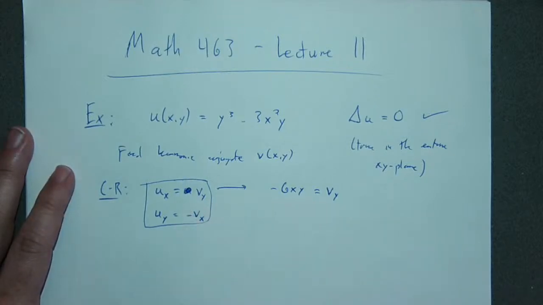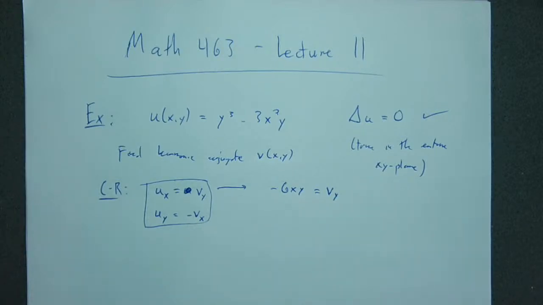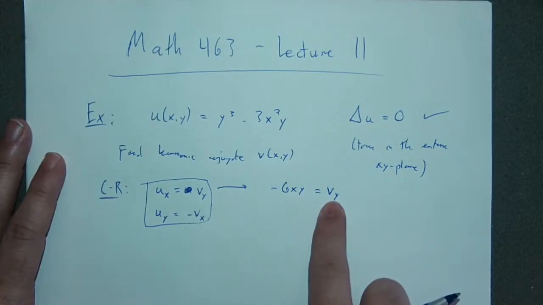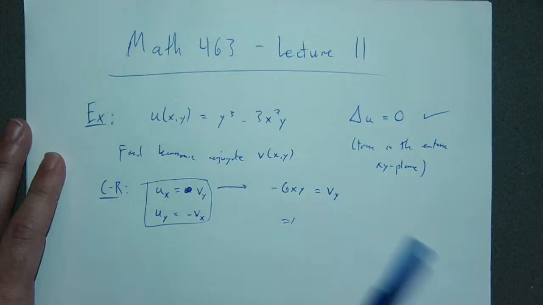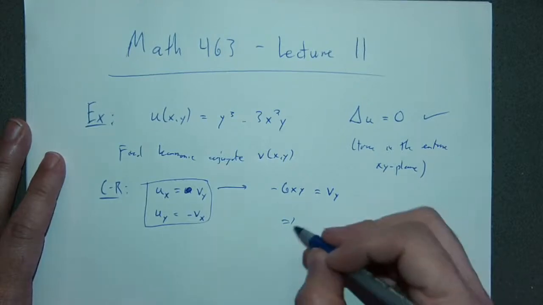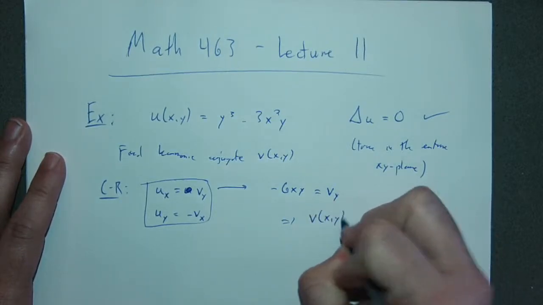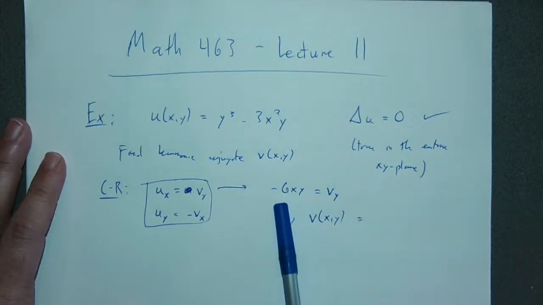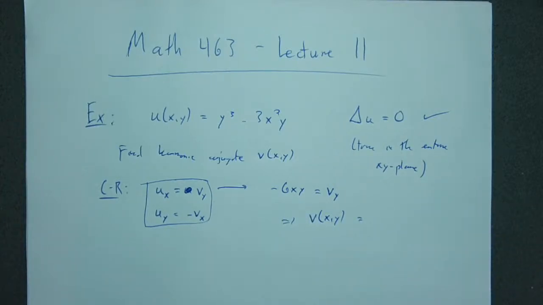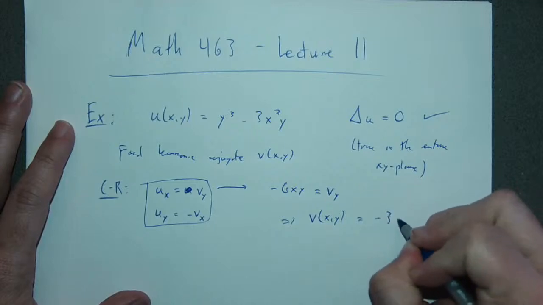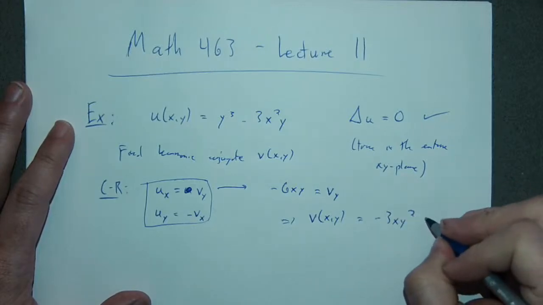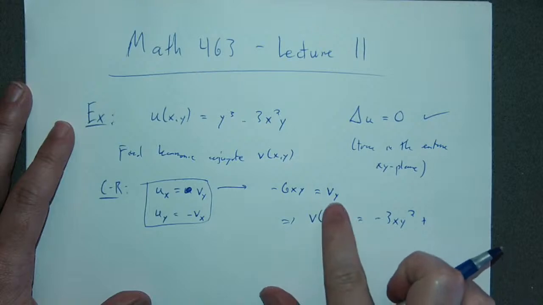And I want to integrate with respect to y here, right? So I want to integrate with respect to y to find what my v of x y would have to be, what form it would have to take. This is an explicit PDE, so the single derivative is on one side, and I just need to integrate. So v of x y is equal to the integral of minus 6xy with respect to y, which is, of course, minus 3xy squared, plus some constant of integration with respect to y.